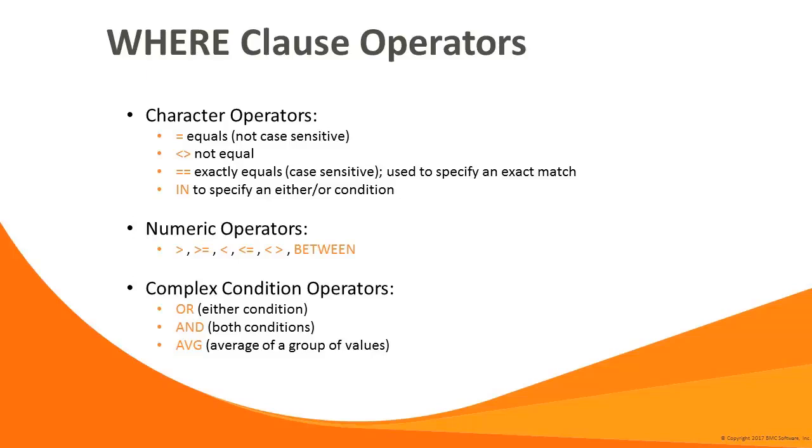Where clauses support many different operations, many of which will seem familiar. There are the typical character operators, equals, not equals, and exactly equals. There's also the operator in. In allows for the specification of either-or operations by providing a list of possible variables. The usual numeric operators are available. Where clauses support the use of the between operator. And conditions can be joined using the and or or operations. There is also an AVG operation, but that's rarely used. Let's take a look at some examples of where clauses.